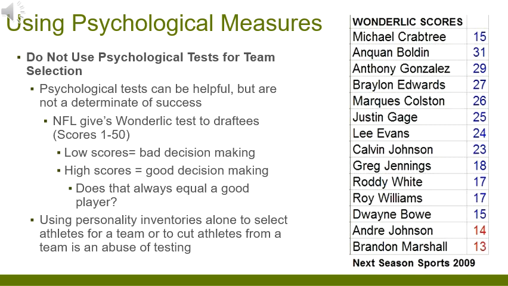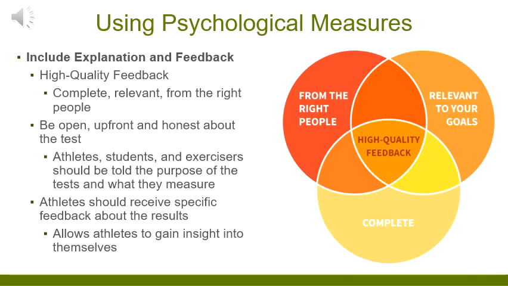Using personality inventories alone to select athletes for a team or to cut athletes from a team is an abuse of testing. It's critically important when using psychological measures to include explanation and feedback. Never just explanation and never just feedback, but to use both. High quality feedback, that's feedback that's complete and relevant and from the right people, can have a tremendous impact on the athlete or sport exerciser.